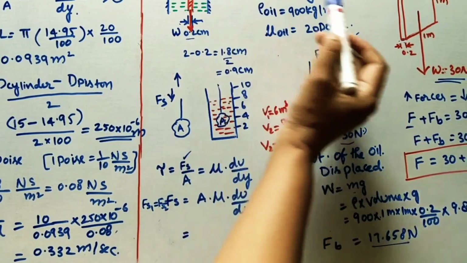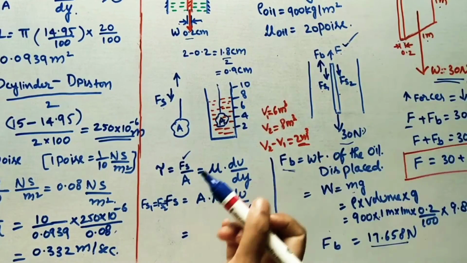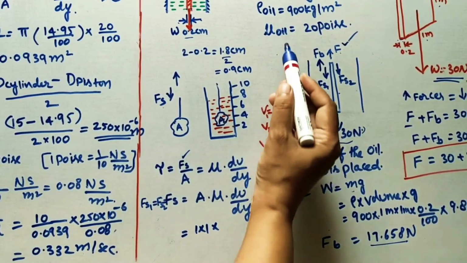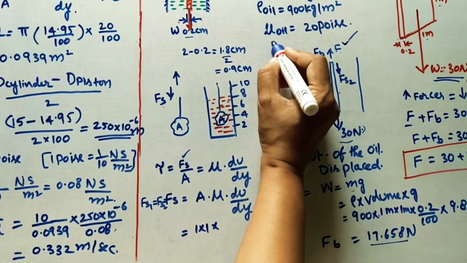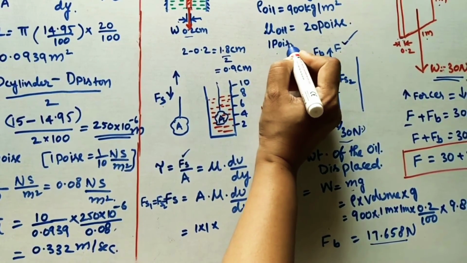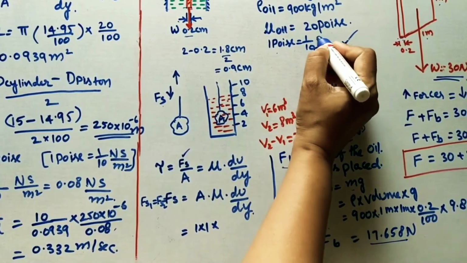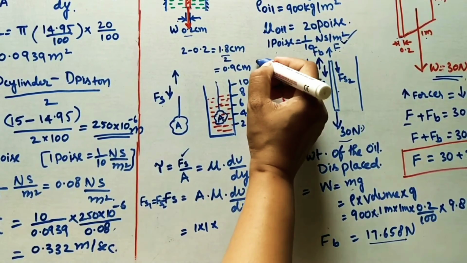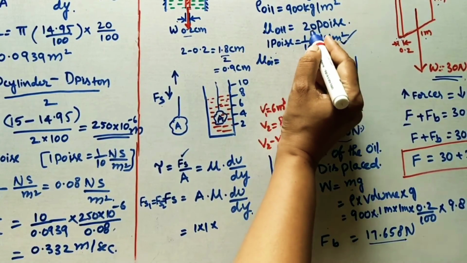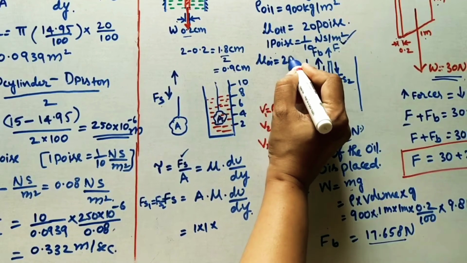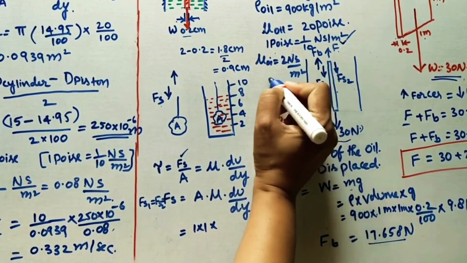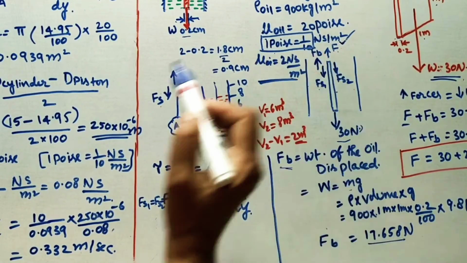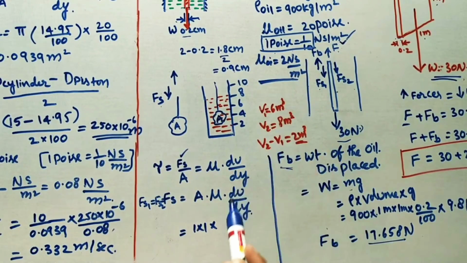If you are taking the cross sectional area 1 by 1, that is the area. So 1 by 1 into what is the dynamic viscosity of the oil? 20 poise means 1 poise is equal to 1 by 10 Newton second per meter square. Now mu of oil is equal to 20 by 10, which means 2 Newton second per meter square. Always remember this relation. Now here we get 2 Newton second per meter square as the mu value.